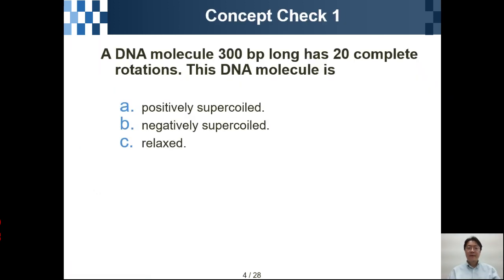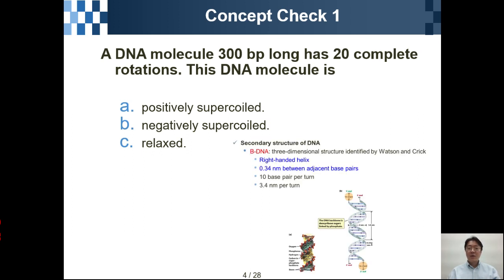In this slide, I will solve concept check 1. The question is: a DNA molecule 300 base pairs long has 20 complete rotations. So this DNA molecule is A, positively supercoiled, B, negatively supercoiled, or C, relaxed. What is the answer? To answer the question, we have to understand the concept.